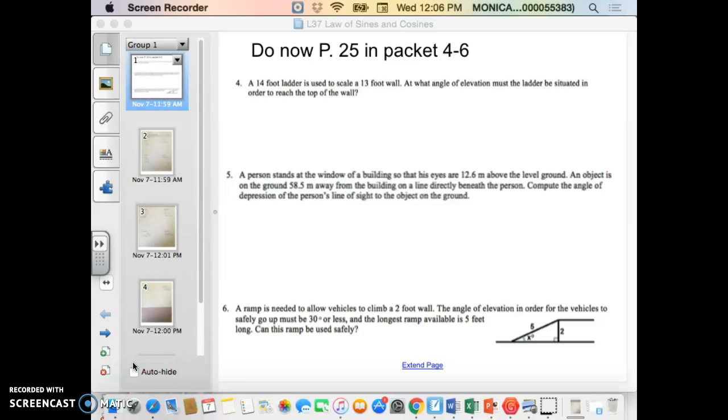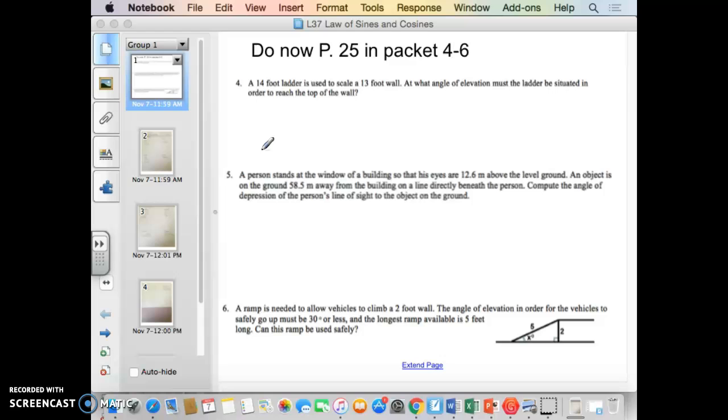A 14-foot ladder is used to scale a 13-foot wall. So this is my 13-foot wall, and this is my ladder, which is 14 feet. I know this is the ground, so this is where my 90-degree angle is. It says, at what angle of elevation must the ladder be situated in order to reach the top of the wall? So we want to know what this angle of elevation is here. Remember, that's the horizontal distance and the line of sight.